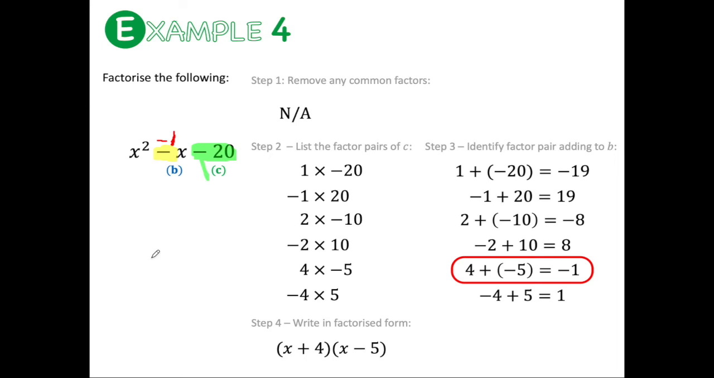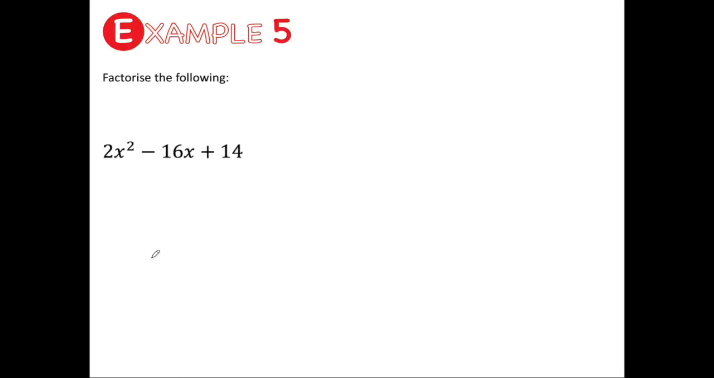So just be really careful when there are subtraction signs, especially in that C value, that you are making sure that you've got the right amount of negative numbers in your factor pairs. So now let's have a look at another example. This time we are factorizing 2x squared minus 16x plus 14.